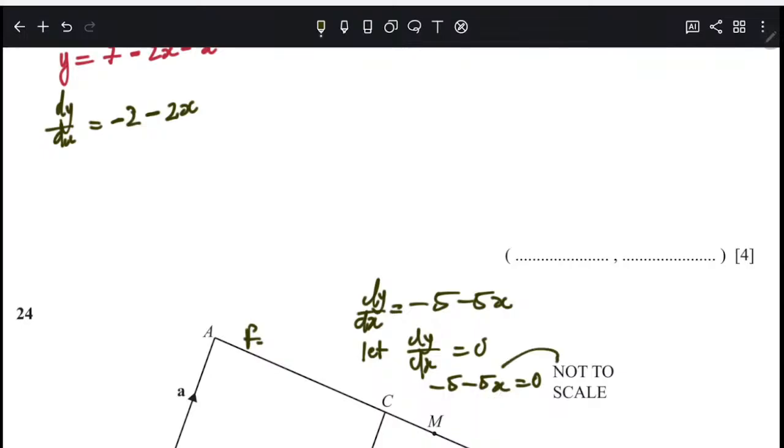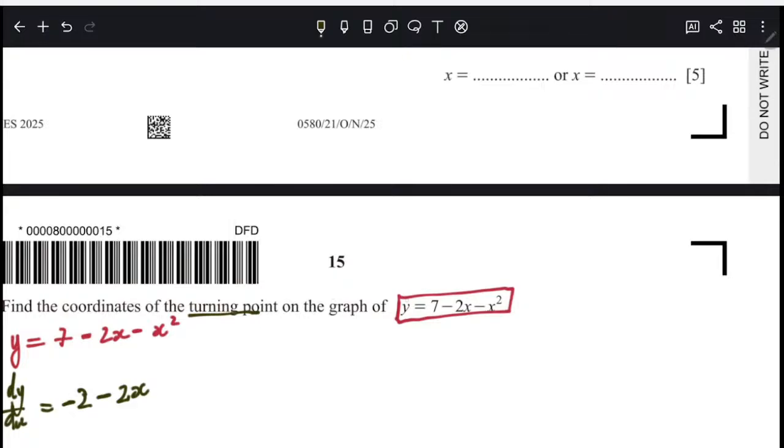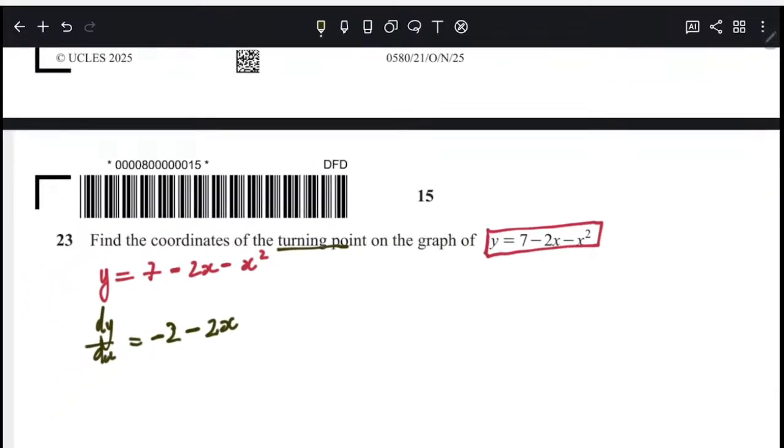You take it to the other side. It becomes minus 5 is equal to 5x. Now, obviously, you take this 5 to the other side to divide. You have minus 5 over 5 is equal to x, so x is minus 1. Now you need to find the y. You go and put the minus 1 back into the equation, then you find your y, and you are done.